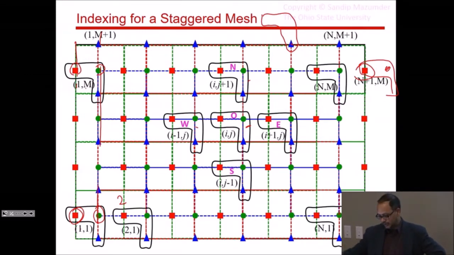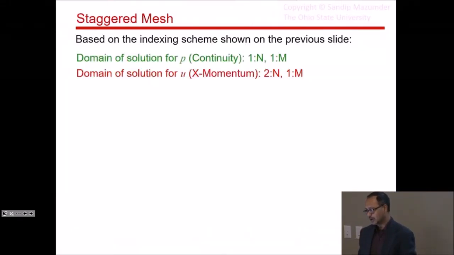Okay, and in the y direction again, you're starting from 1. This node here is 2, 1, right? Because there is no red control volume on the boundary here. So you're starting from 2, 1, and then here you're going up to 2, m. So in the x direction, you're going from 2 to n. In the y direction, you're going from 1 to m. Which is kind of weird if you think about it. So that's your span for the x momentum equation.